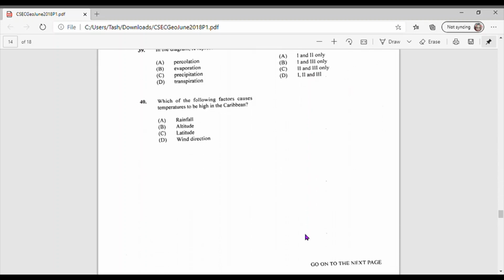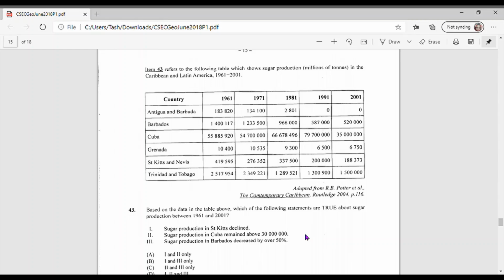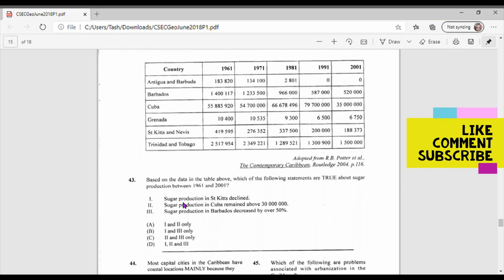43. Item 43 refers to the following table, which shows sugar production in millions of tons in the Caribbean and Latin America between 1961 and 2001. So we're looking at the options that are here. Sugar production in St. Kitts declined, let us see. 4, 2, 3, 2, 1. We're looking between 1961 and 2001. Yes, it has declined. Sugar production in Cuba remained above 30. Cuba, yes, that is correct as well.